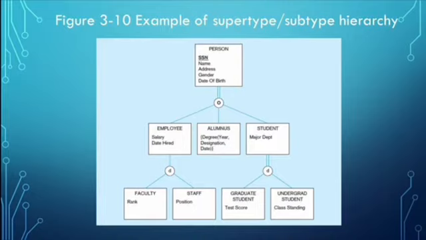Two subtypes are also defined for student: graduate student and undergraduate student. Undergraduate student has the attribute class standing. The graduate student has the attribute test score. Notice the total specialization and the disjoint rules are specified. You should be able to state the business rules for the constellation.